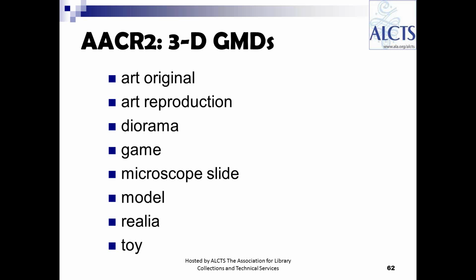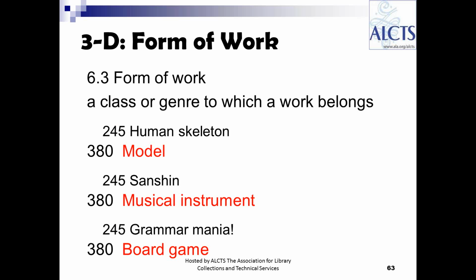RDA's object carrier type seems like it will be easier to understand. However, the GMD did sometimes give people a little better idea of what they were going to get than the more general term object does. There's a new element for form of work in RDA. The OLAC group participating in the RDA test thought that this element could be very useful for resources like three-dimensional forms, particularly if the catalog can be made to display this element on the hit list.